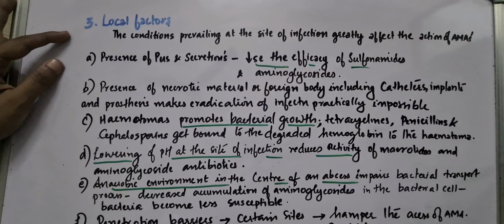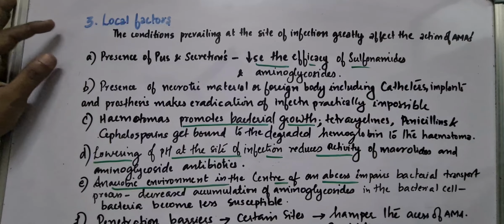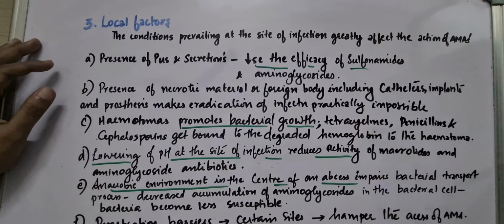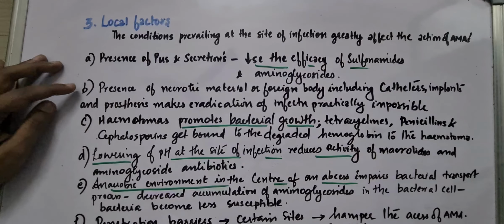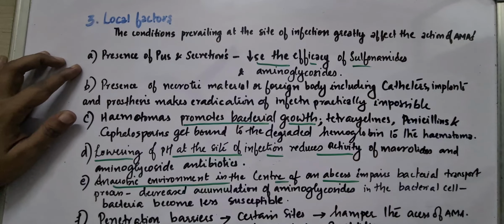Next factor is local factors. The conditions prevailing at the site of infection greatly affect the action of antimicrobial agents. Let's see them one by one. That is the presence of pus and secretions. The presence of pus and secretions decreases the efficacy of sulfonamides and aminoglycosides.